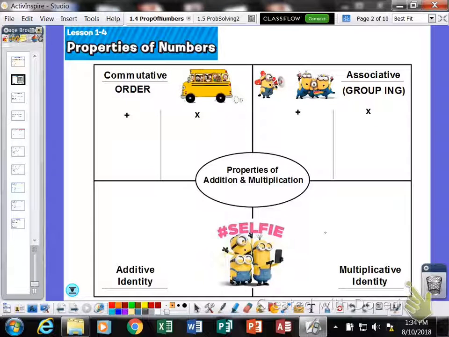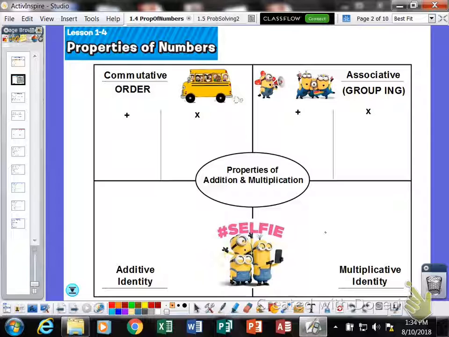Lesson 1-4, we're going to talk about properties of numbers. And I do have these up in my room on the wall where the door is, so if you need to refer to them, you can. But there's 4 different kinds of properties that we want to talk about. You might have already talked about them a little bit, but if not, we're going to cover them.